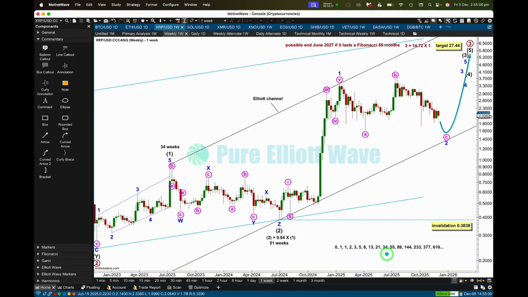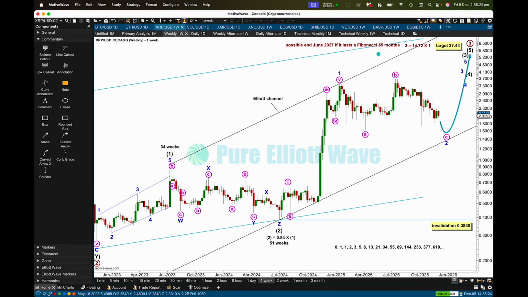Now I've got the Fibonacci number sequence on here so you can use it as a quick reference. Note that some of these waves exhibit durations on the Fibonacci number sequence. Here, intermediate 1 lasted 34 weeks, that's on the Fibonacci number sequence. Intermediate 2, 51 weeks, 4 short of a 55, not that close to a Fibonacci duration. So I'm using the Fibonacci number sequence to estimate when these future waves may end.